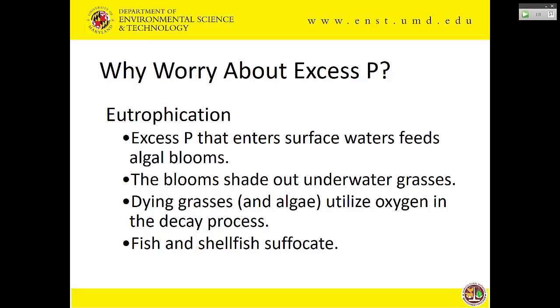So if you add more phosphorus, you're going to stimulate the growth of the creatures that live in the water, the algae, the green guys, all right? You're going to get an algal bloom. Things are going to be shaded out, like any grasses that live in the water are going to be shaded out. When things crash and die, they're going to utilize oxygen in the decay process, and anything that can't move is going to suffocate, all right? So we're going to have anoxic conditions.